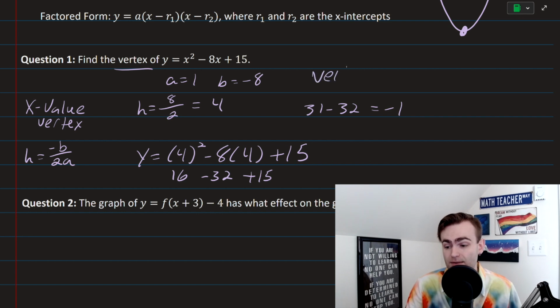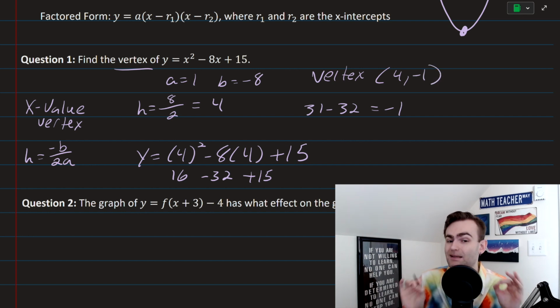So the vertex is 4 comma negative 1. Not too bad if you know the trick. There is a trick to it, and if you know it, it makes life so much better.